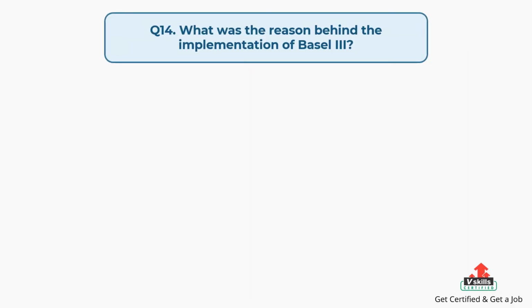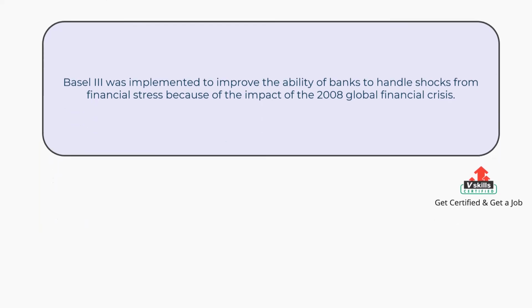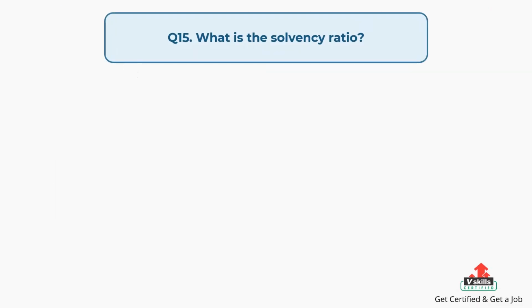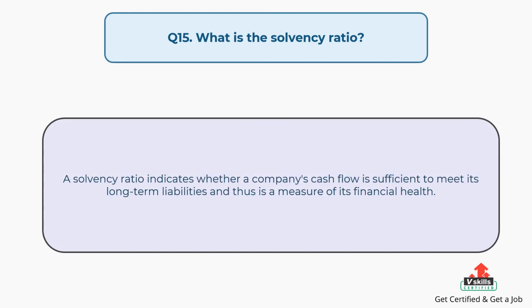Question number 14. What was the reason behind the implementation of Basel III? The answer is Basel III was implemented to improve the ability of banks to handle shocks from financial stress because of the impact of the 2008 global financial crisis. Question number 15. What is the solvency ratio? The answer is the solvency ratio indicates whether a company's cash flow is sufficient to meet its long-term liabilities and thus is a measure of its financial health.